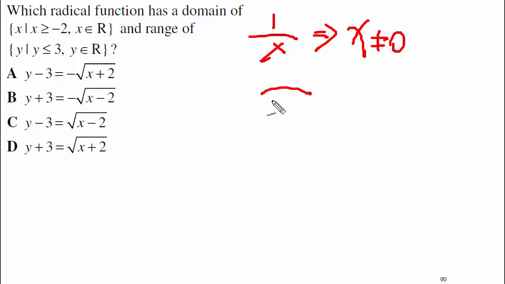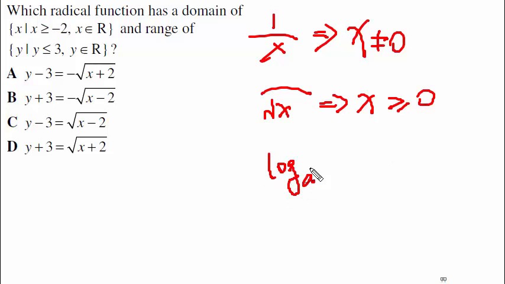The next one is square root functions, which are radical functions. Everything inside the square root must be bigger than or equal to 0. The last one is the logarithm functions, where the power inside must be bigger than zero only. It is not okay for it to equal 0.